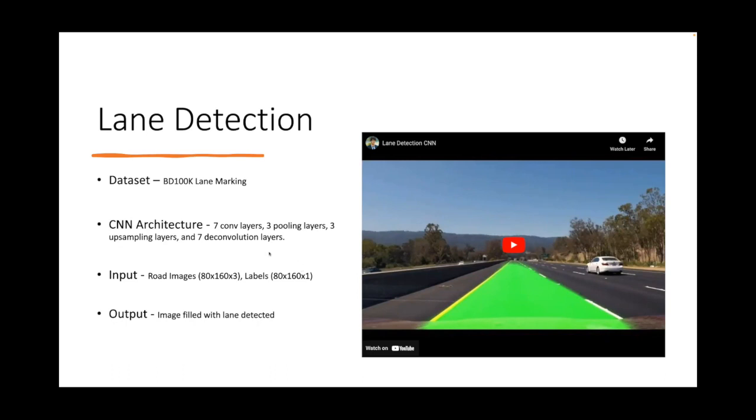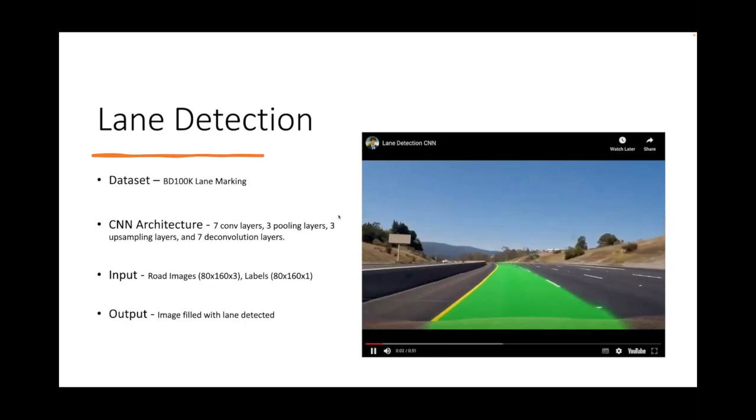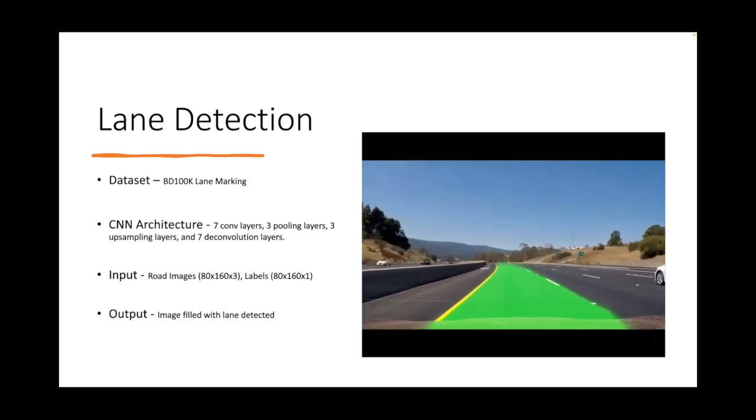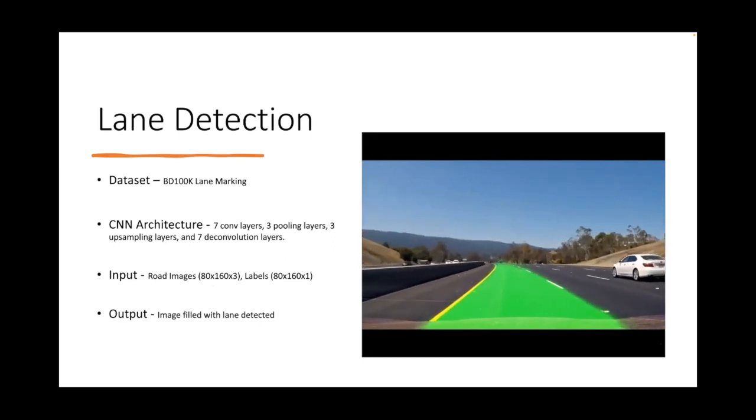And the CNN architecture that I created for this particular task had 7 convolutional layers, 3 pooling layers, 3 upsampling layers, and 7 deconvolutional layers. Once I trained my model using the road images and the labels, and then tested it on just the road images, I was able to get this result for the lane detection.